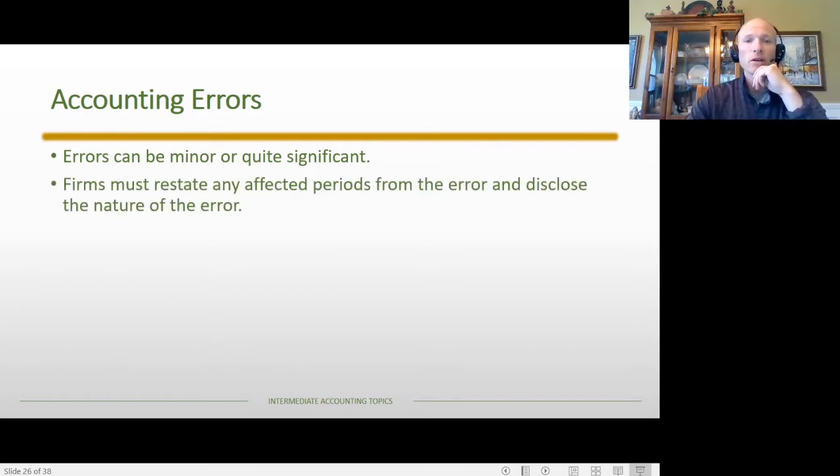If there is an error, you have to restate all affected periods, all of them, even if they're not presented. So as an example, let's say that you had, as a company, discovered in 2020 that you were recognizing revenue incorrectly. And let's say you've been doing that incorrectly for 15 years. You'd actually have to go back and restate every single year. So that can be quite substantial and can be very costly, and a lot of times can very negatively impact your stock price, both in the short term and long term.